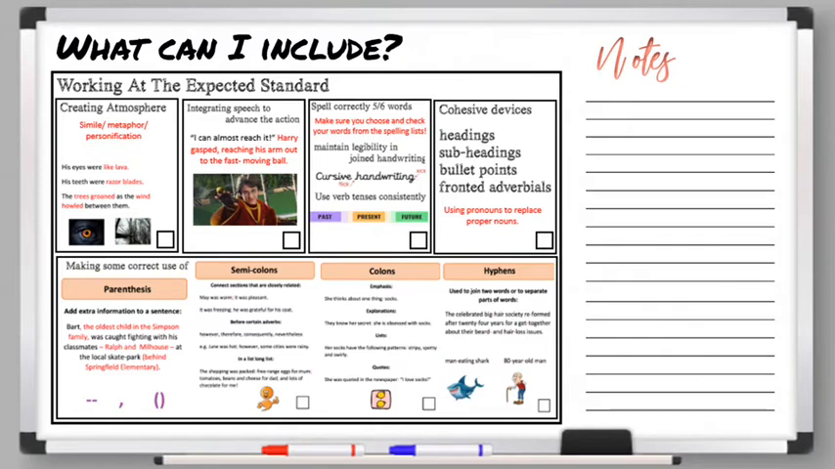Speech to advance the action. Now, you don't need speech in this. However, if there is something somebody has said to you in your life that really stands out to you, then yes, you could include speech in it. Obviously, 5, 6 words we've talked about, cursive handwriting, verb tenses consistently.